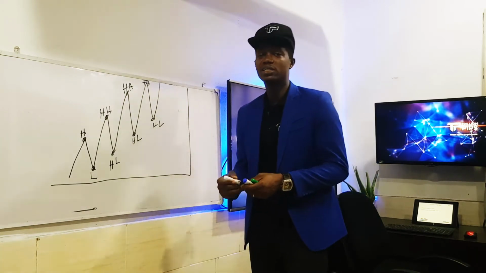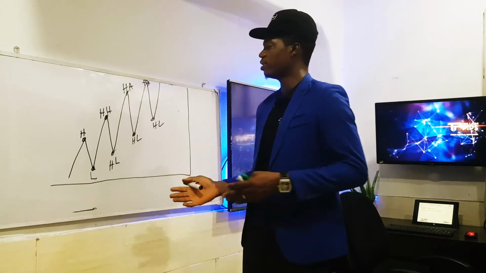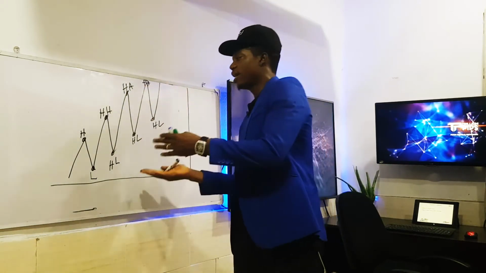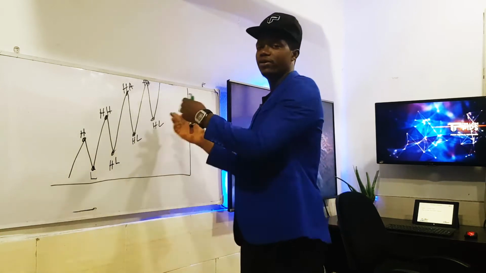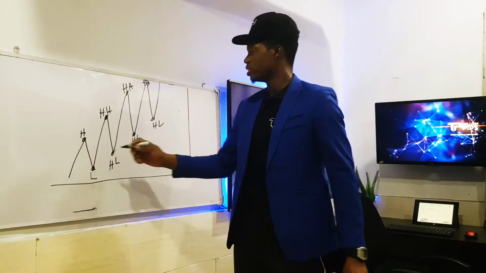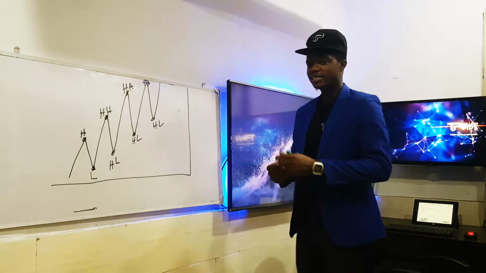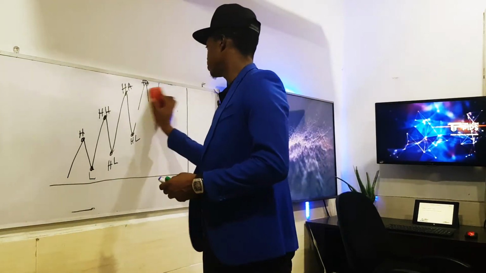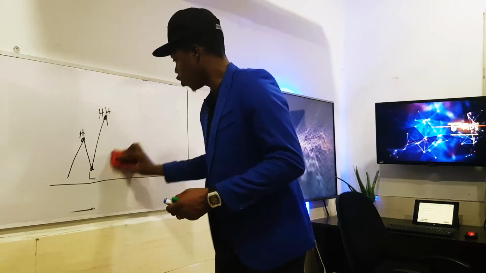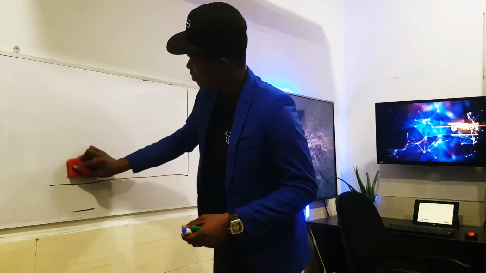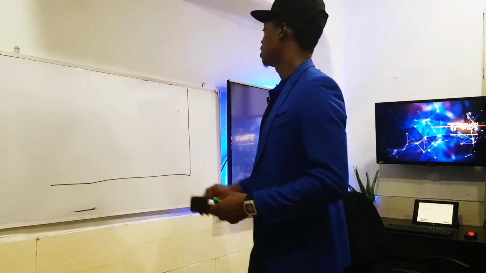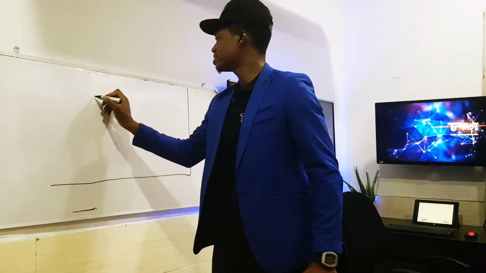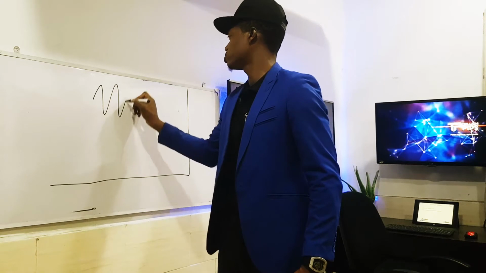An uptrend is a market condition where the market price keeps making higher highs and higher lows over a period of time. So this is an uptrend. The next type of trend we have is the sideways trend, or a consolidating market. The consolidating market, or the sideways trend, makes similar highs and similar lows.